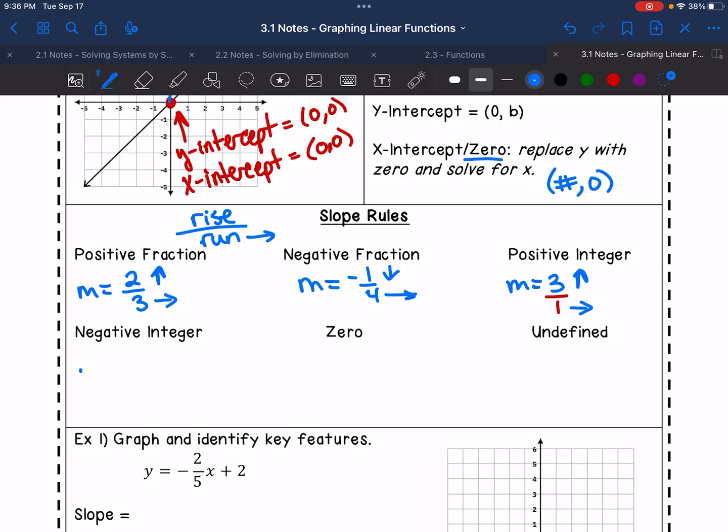All right, what if it was a negative integer, like negative 5? Same strategy, we're going to put a 1 underneath. And since it's negative, this means we're going down by 5, right by 1.